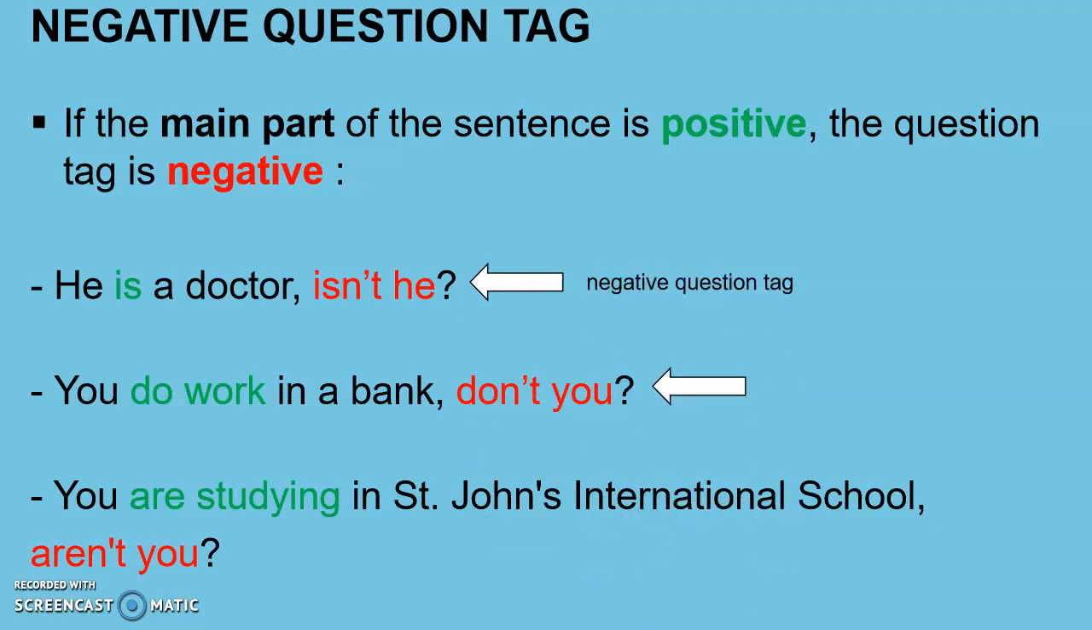Second example, you do work in a bank, don't you? The negative question tag over here is because of the positive sentence in that second example. You are studying in St. John's International School, aren't you? Aren't you here is the negative question tag.